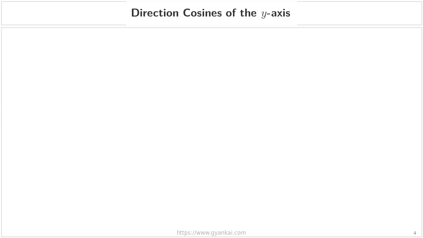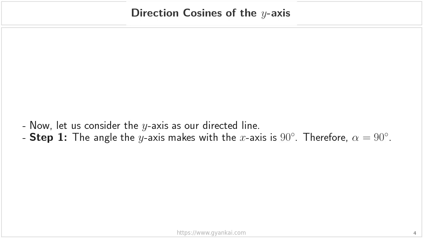Direction cosines of the y-axis. Now that we have successfully determined the direction cosines for the x-axis, let us apply that same logic to the y-axis. We will treat the y-axis as our primary directed line and find its relationship with all three axes. First, let's look at step 1. We need to find the angle alpha, which is the angle the y-axis makes with the x-axis. Since the coordinate axes are mutually perpendicular, this angle is 90 degrees. Therefore, alpha equals 90 degrees.